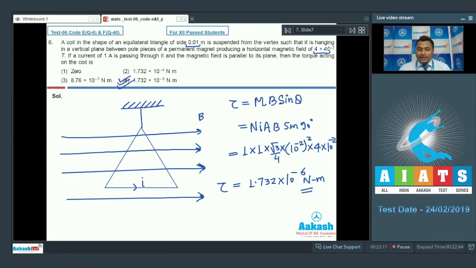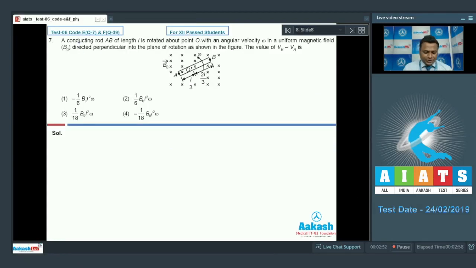Now let us move on to the next question, that is question number 7. A conducting rod AB of length L is rotated about point O with an angular velocity omega in a uniform magnetic field B0 directed perpendicular to the plane of rotation as shown in the figure. Find the value of VB minus VA. You have to calculate VB minus VA, not VA minus VB.